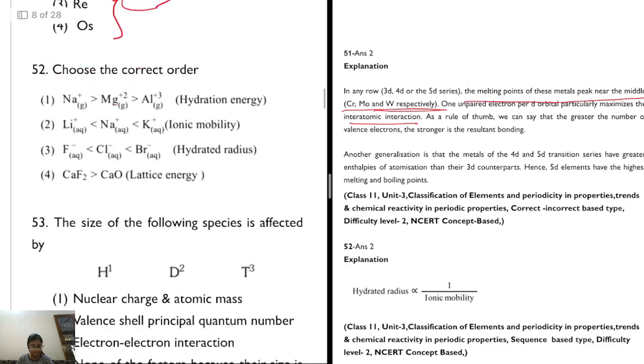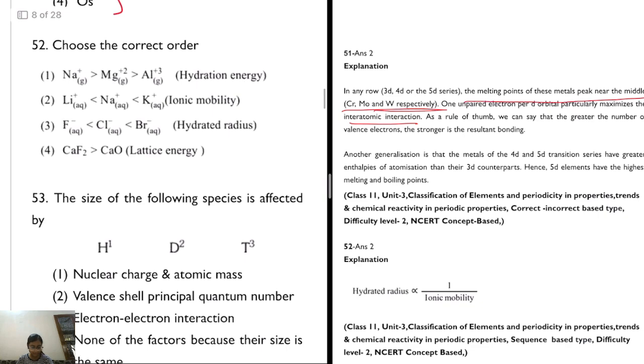Let's see the next question. Choose the correct order. We have to tell the correct order. So see, here it is given that Na+ is greater than Mg2+, which is greater than Al3+ for hydration energy. See, in case of hydration energy, this is not true. Size is the least for aluminium, so it has maximum hydration energy.